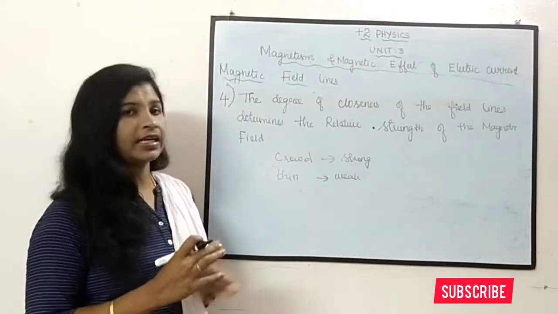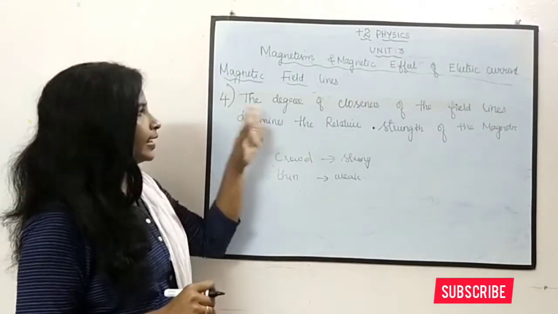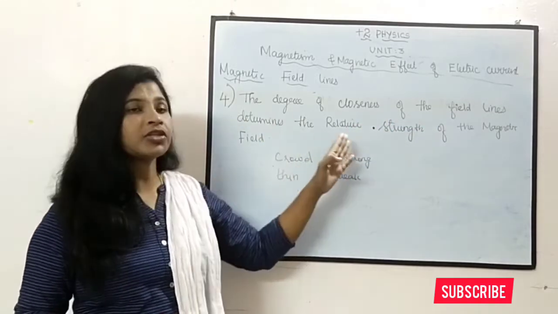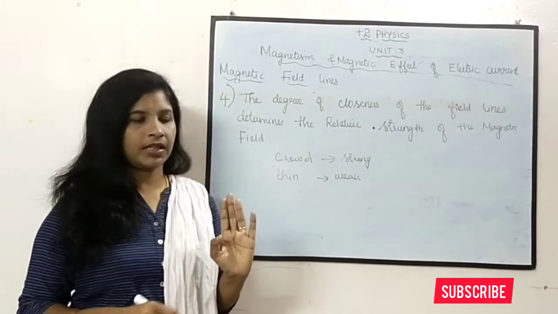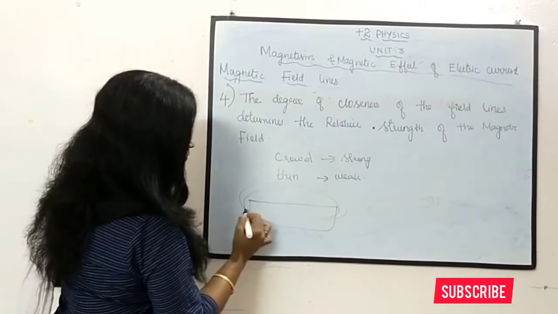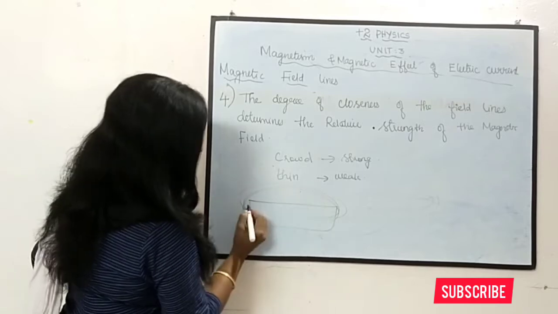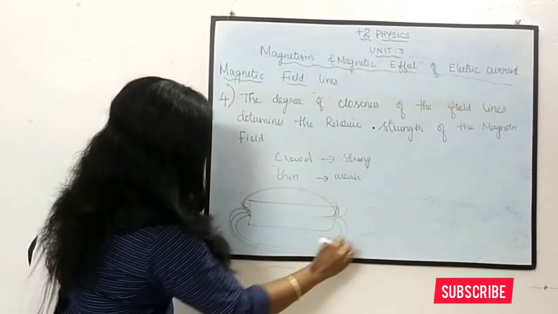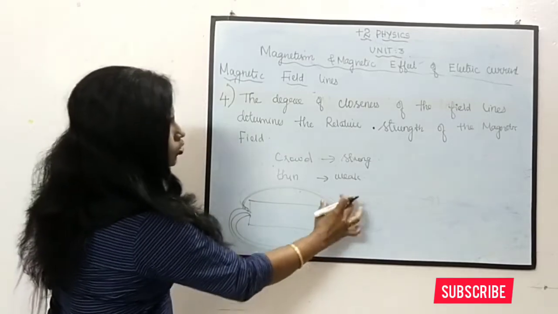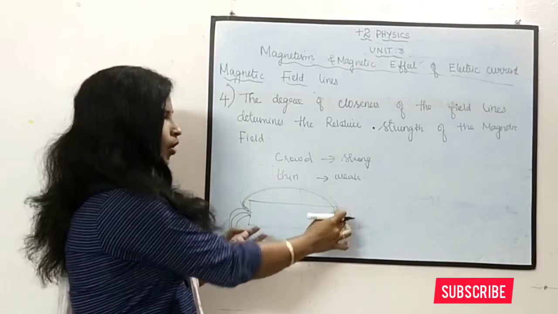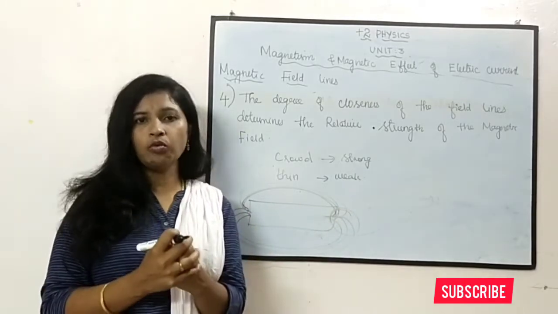So the last property given in your textbook is that the degree of closeness of the field lines determines the relative strength of the magnetic field. Understood? So if I take a magnet, suppose this is the magnetic field. This is the magnetic field. This is the magnetic field. So you can see at this point, so many magnetic field lines are close together, crowded. At this point, the magnetic field is crowded.